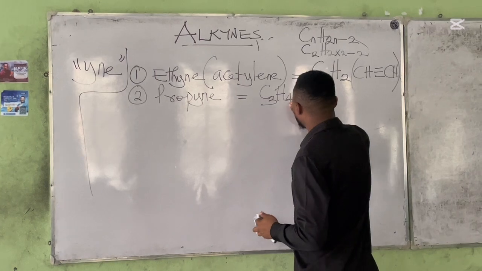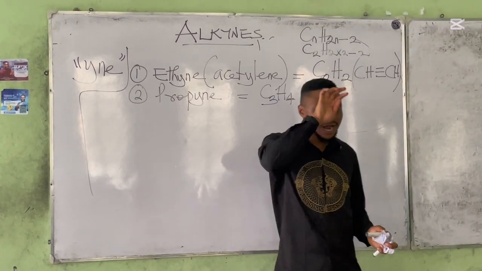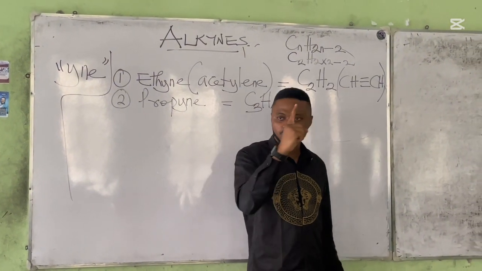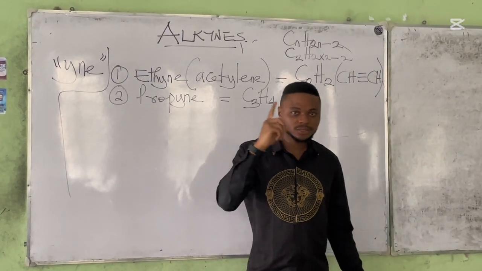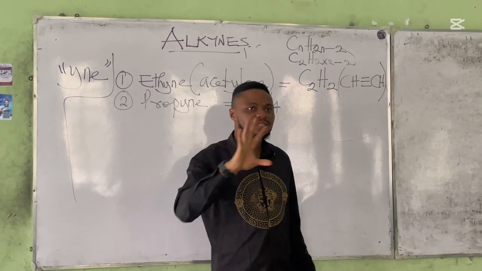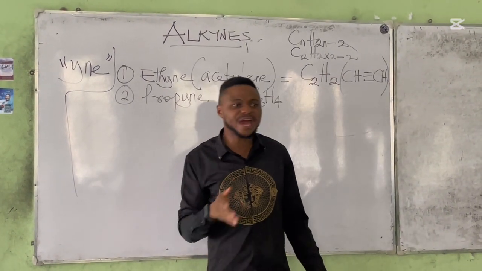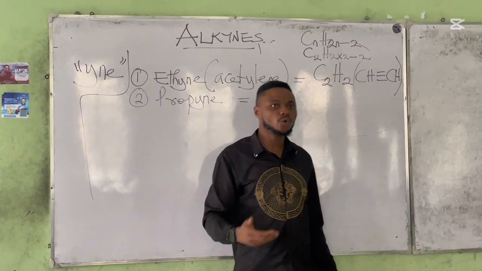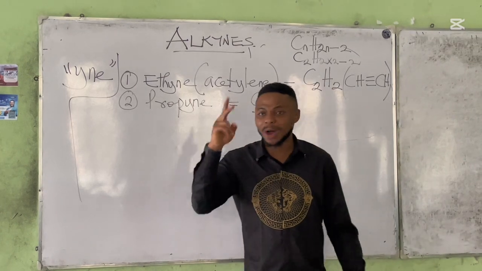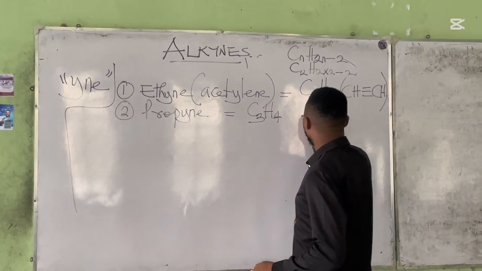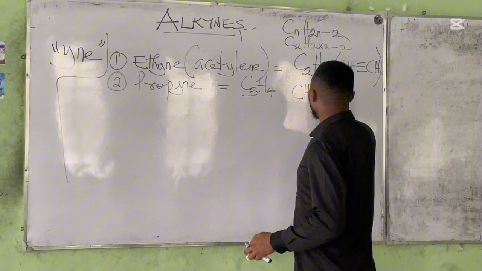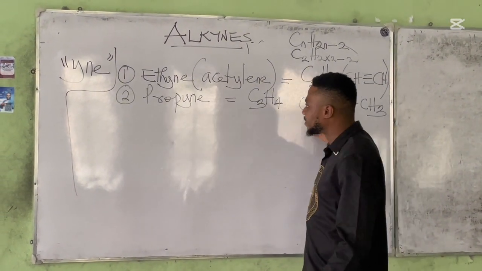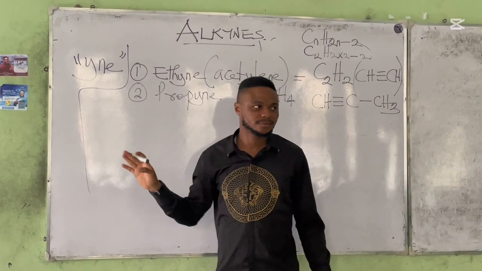So it is C3H4. Now I want you to understand that generally hydrocarbons in the different series tend to increase by 1 carbon and 2 hydrogens. If you remember alkanes, methane is CH4, ethane is C2H6, propane is C3H8. You will realize that it's increasing by 1 carbon and 2 hydrogens. So C3H4 will be like this: CH triple bond C, single bond, then CH3. This is propyne. Okay?